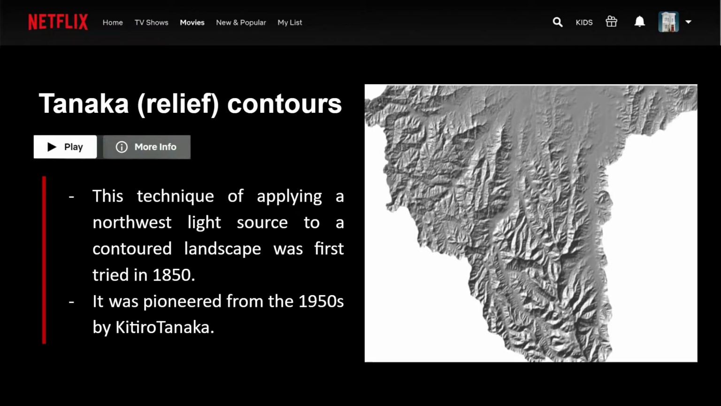Next, we have the Tanaka relief or contours. This technique of applying a northwest light source to a contoured landscape was first tried in 1850, but printing methods then could not handle the gray backgrounds. It was pioneered from the 1950s by Kitiro Tanaka, who produced some exquisite examples using the theory of application of shading principles of contouring.